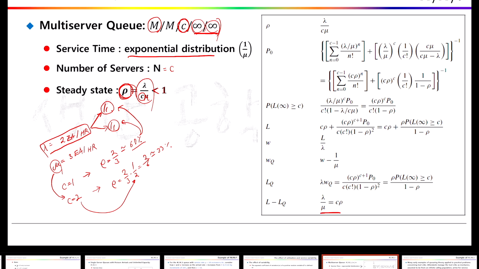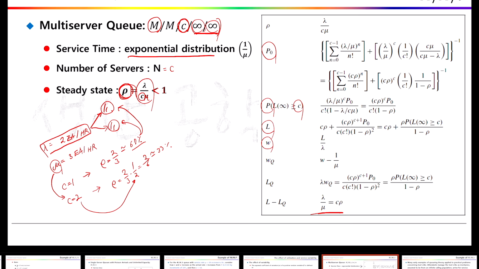Here it is the same thing. And the calculation of the probability of 0 customers and the probability that the number of customers is larger than C, and the length and staying time are calculated like this. It is very, very complex.